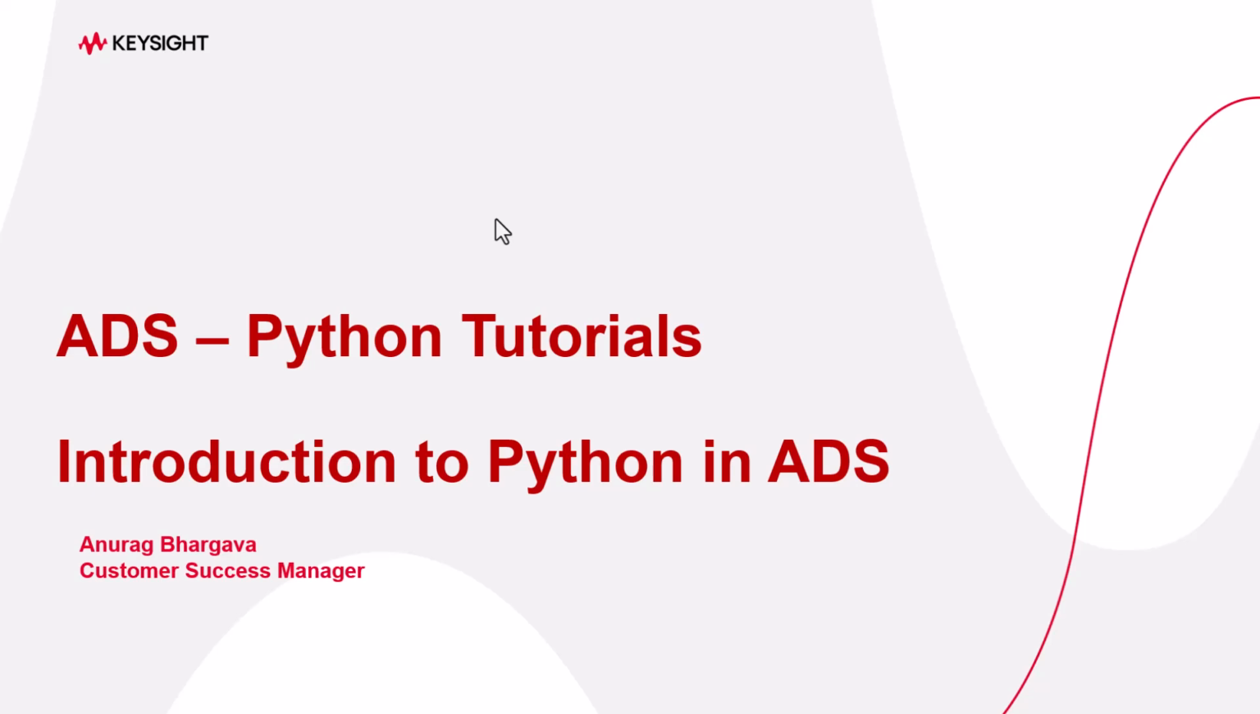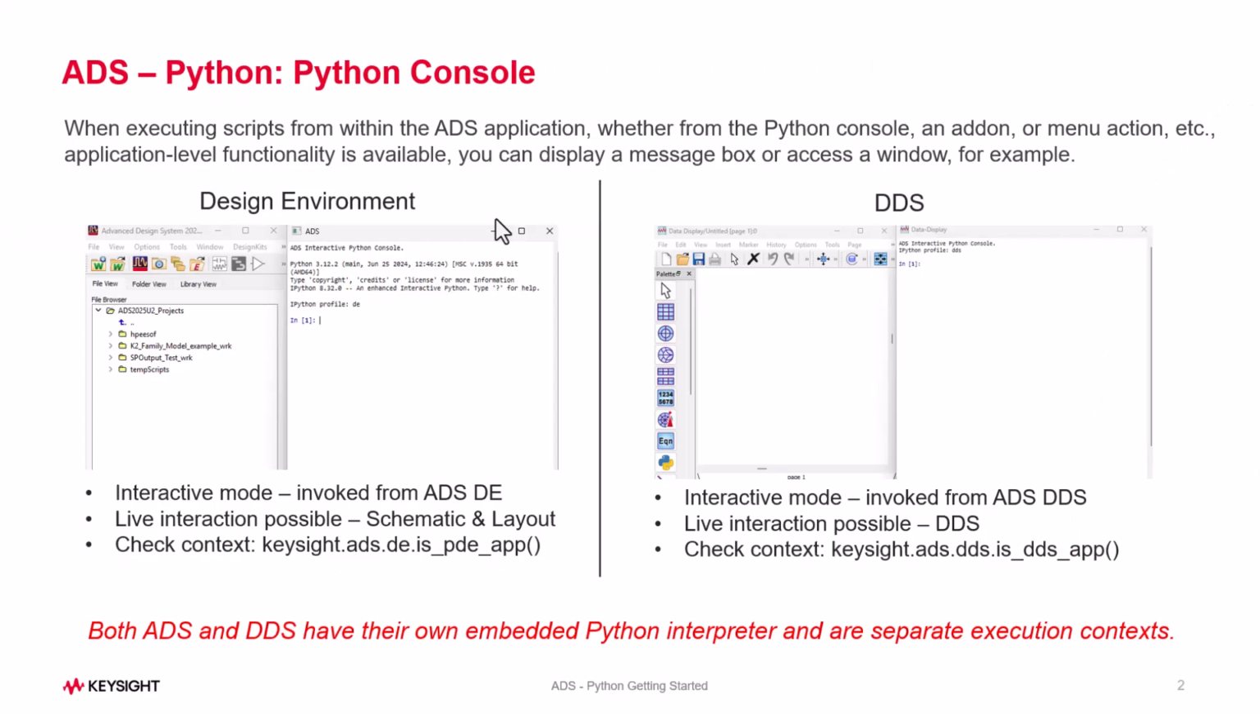So let's get started. In ADS Python, you have two different modes of operation. One, which we call interactive mode, in which you can utilize the Python console, which is available once you bring up the ADS user interface. There are two Python consoles available. One takes care of the design environment side of things. That's where you can create workspaces, library, schematic, layout, etc.